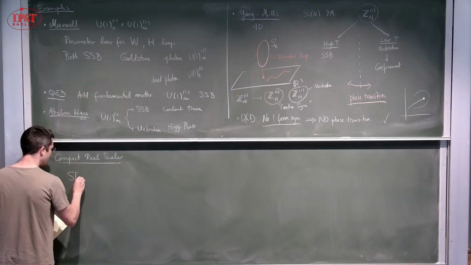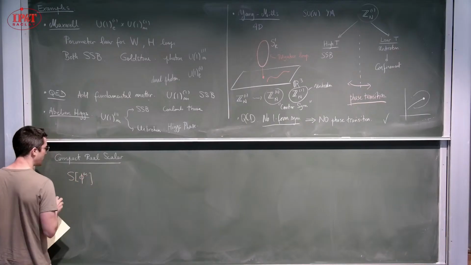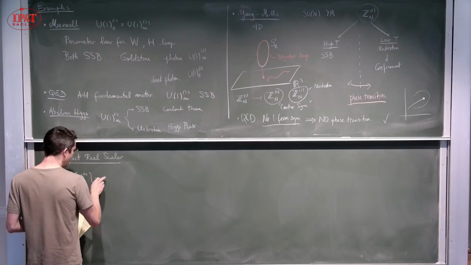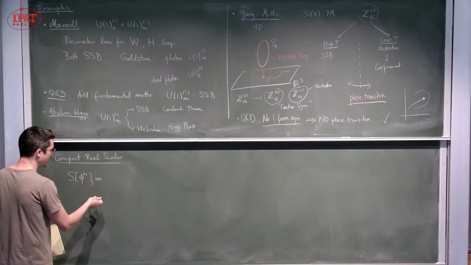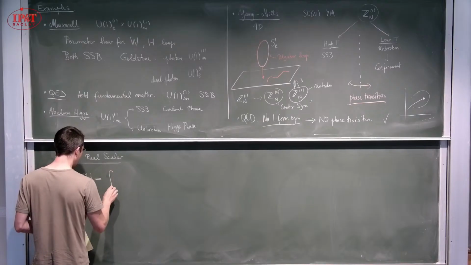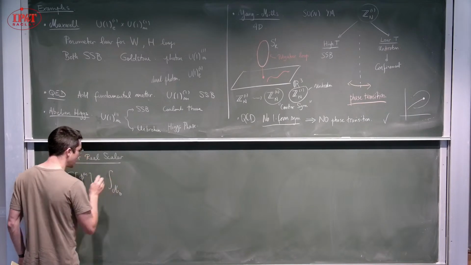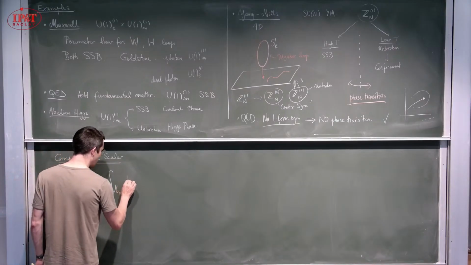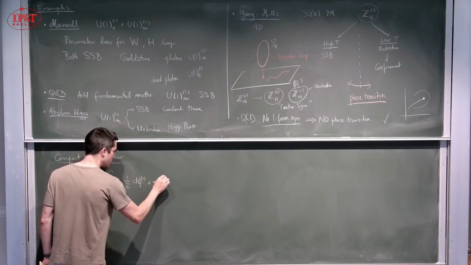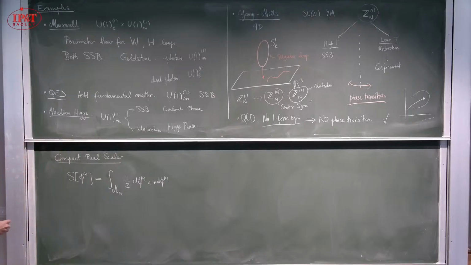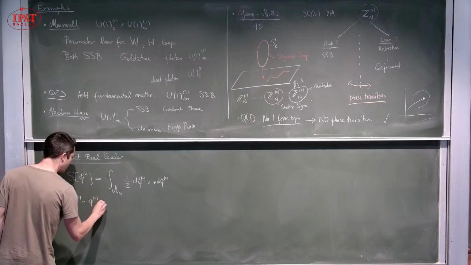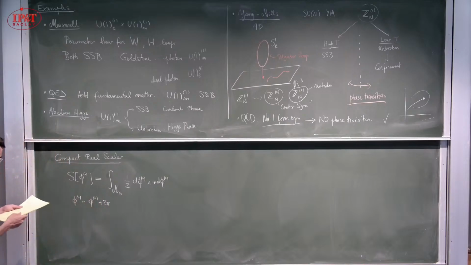So let's just remember what it was. We had the action. Our field I call phi. Last time I was careful about putting the right constant, but here let me just write 1/2. The action is the integral over M_d. We are still in d dimensions, and the action is 1/2 of d phi squared, and crucially phi is identified with phi plus 2 pi. That was the first thing.